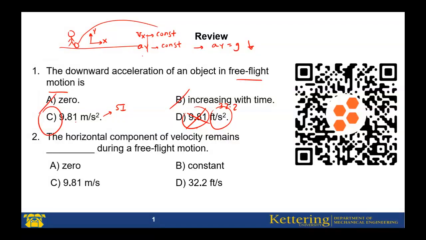For the first question, as most of you answered correctly, C is the correct one. The second one, the horizontal component of the velocity remains constant. This is the correct answer, B. These are two questions just regarding the previous lecture.